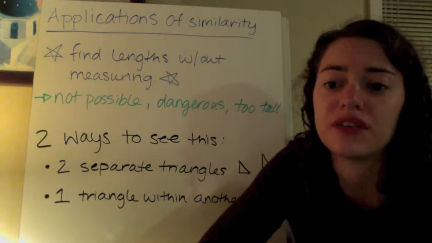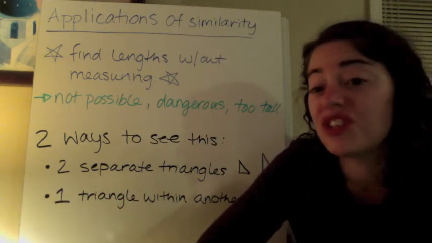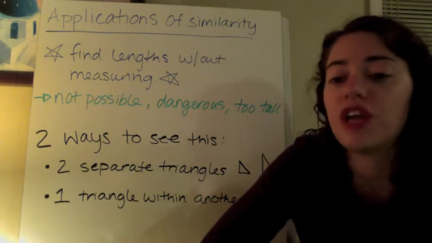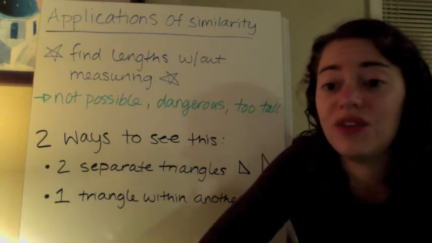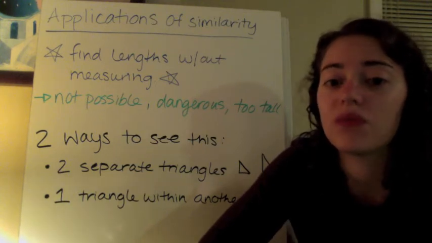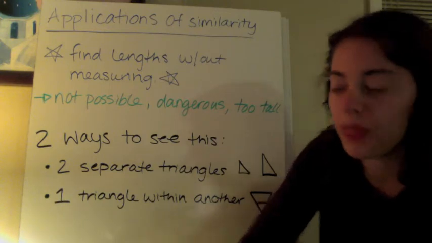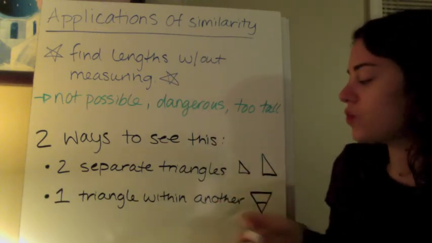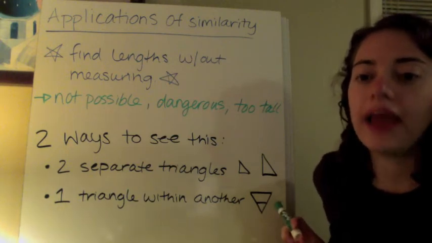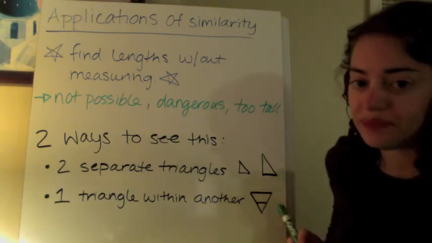Maybe it's too dangerous. Maybe you don't want to climb a building to figure out how tall it is. Or maybe it's just something that's too tall, like a really tall tree that you can't climb that high. So there are lots of reasons to do this. There are two ways that you'll see these problems. You'll see them as either two separate triangles, like this, or as one triangle within another. And if you look at the last video, there are some examples of how we can solve each one.